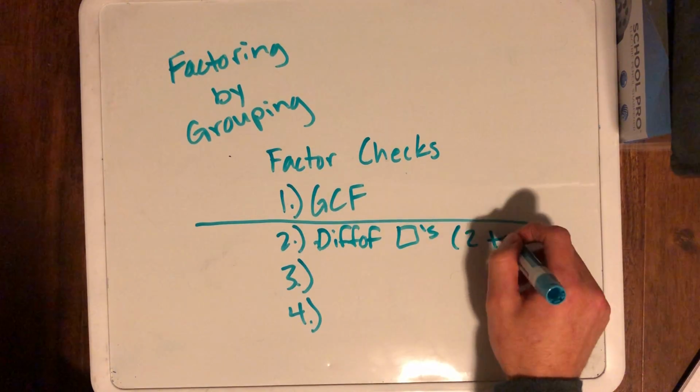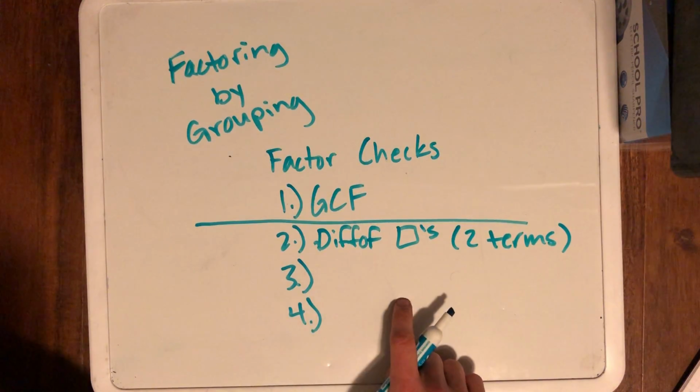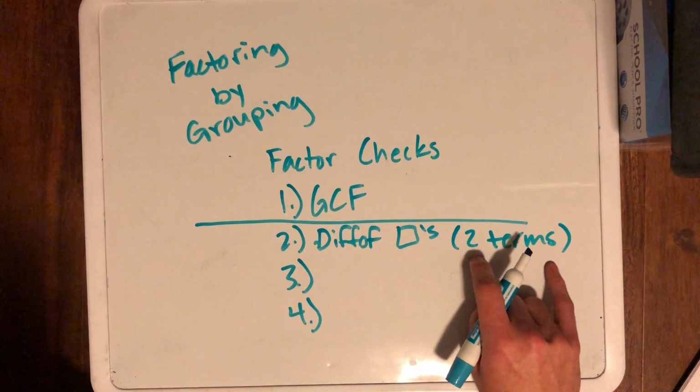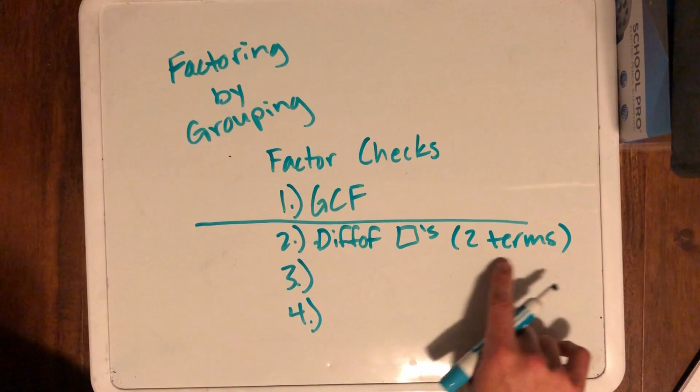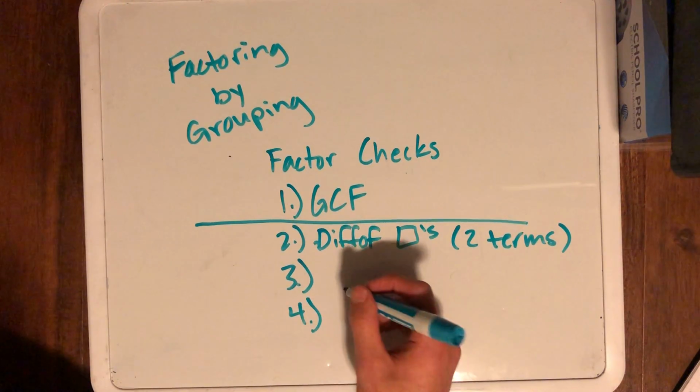Also, if there are two terms in our polynomial, that's like our hint to let us know that we can do a difference of squares. Now, we can't always do a difference of squares if there's two terms. If you don't know the rules, go ahead and check out the last video. But if there are two terms, that gives us a hint that we can either do nothing with it or do a difference of squares, at least as far as we know.